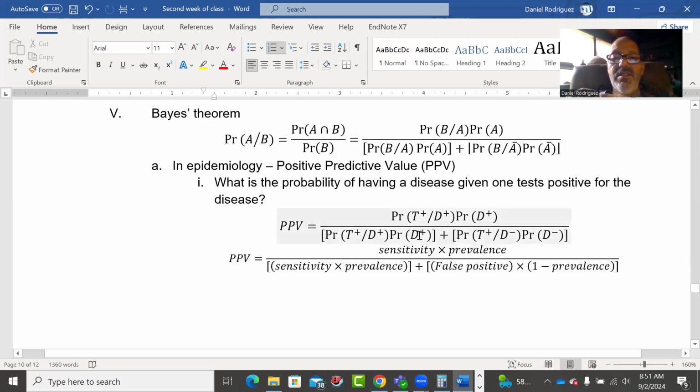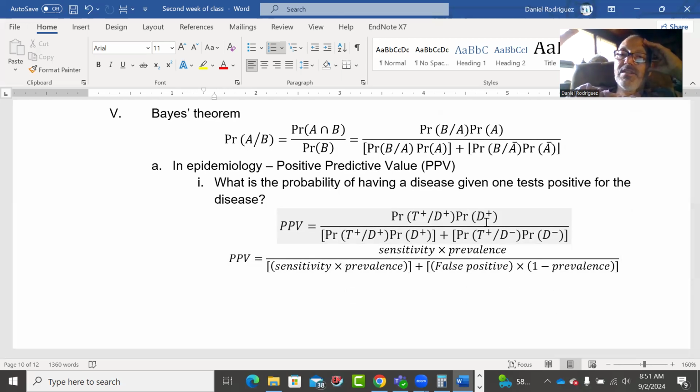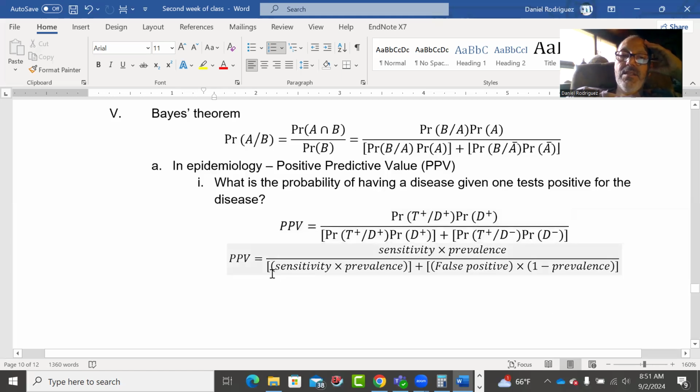Each of these is related to one of the definitions I gave you. So this first element is sensitivity. The second element is just the probability of the disease existing in the community. So that's prevalence, right? Probability of being disease positive is prevalence. Like if I said 4% of the community has the disease, if I pick any one person from the community, that individual has a 4% chance of having the disease.